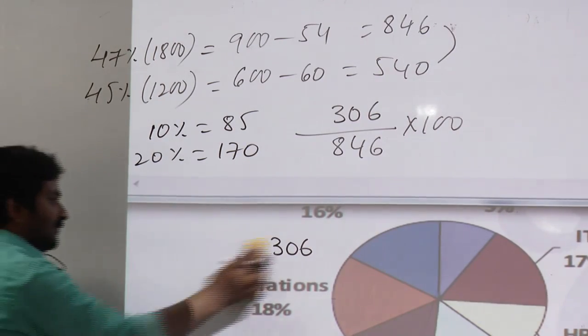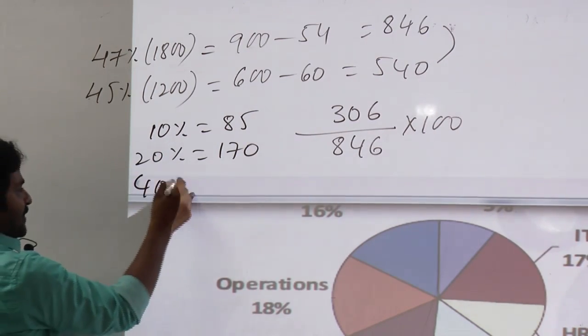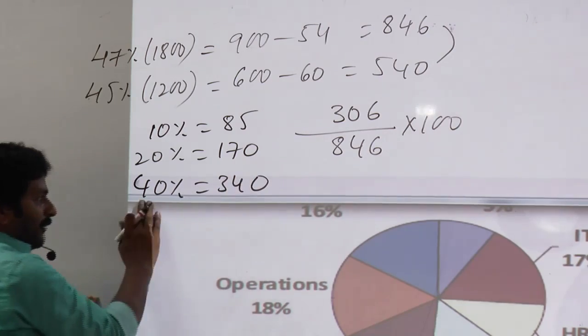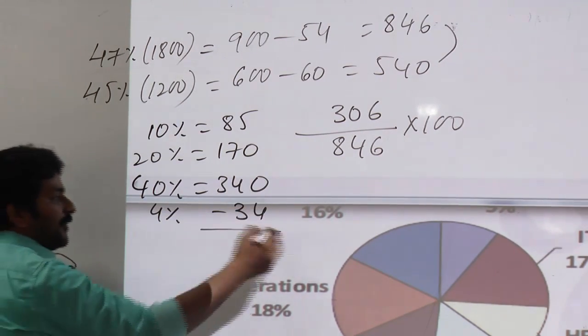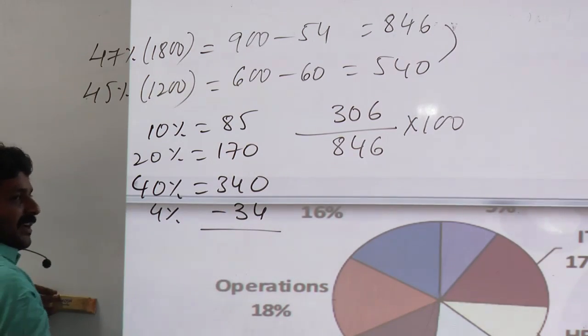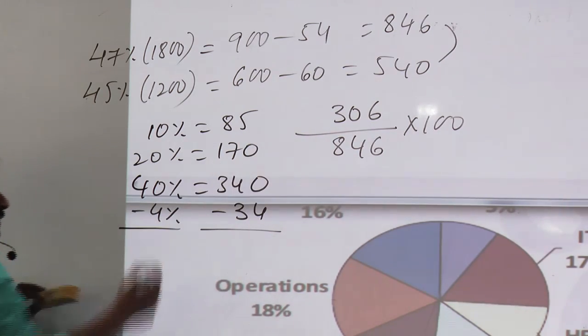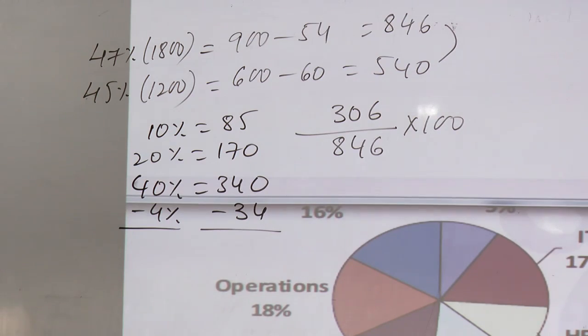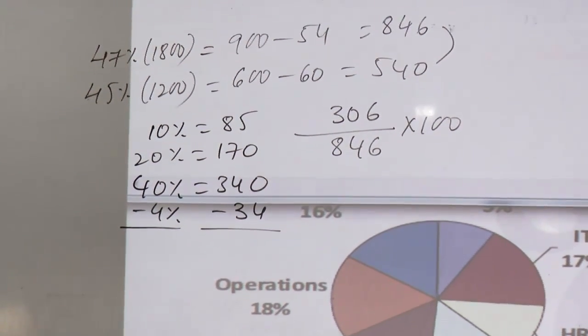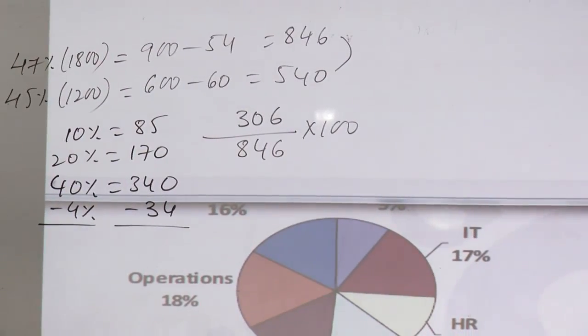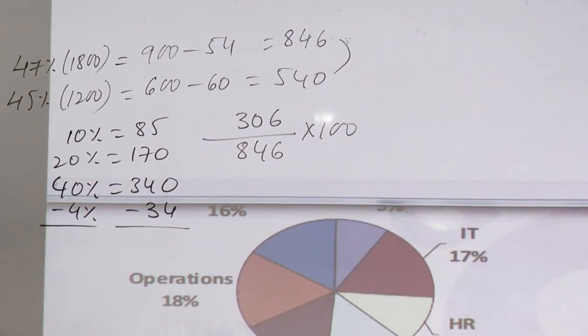What is 40%? If 40% is 340, what is 4%? If you subtract 34 from 340, how much is that? What is your answer then? 30. That's it. Clear?